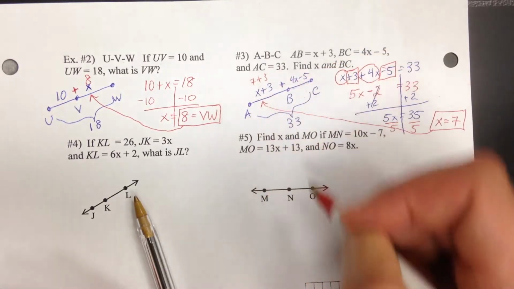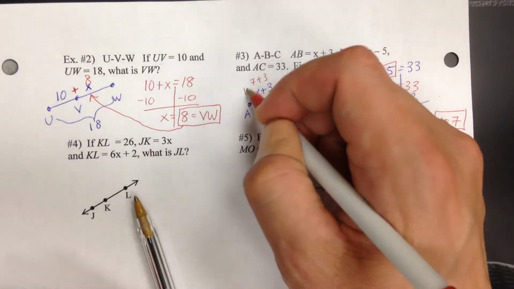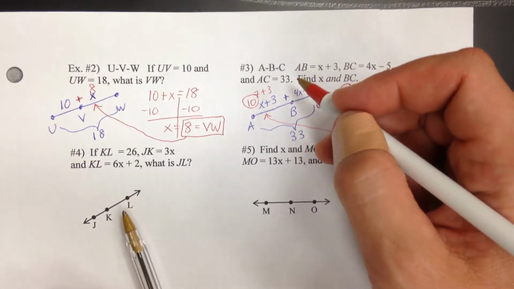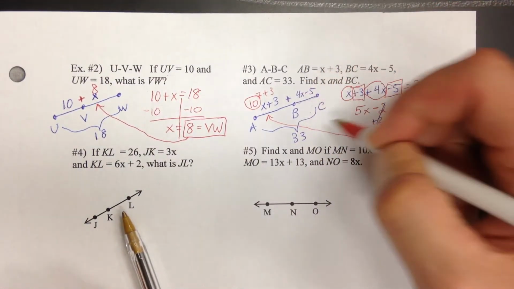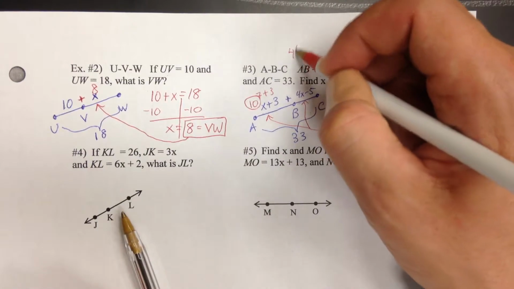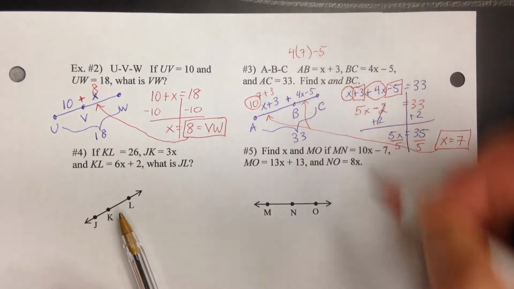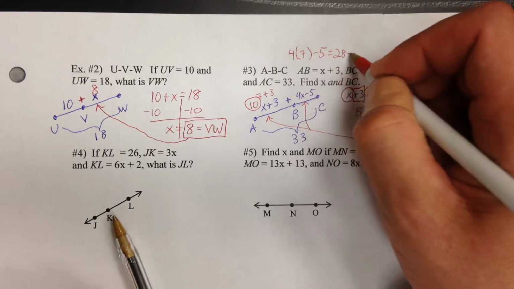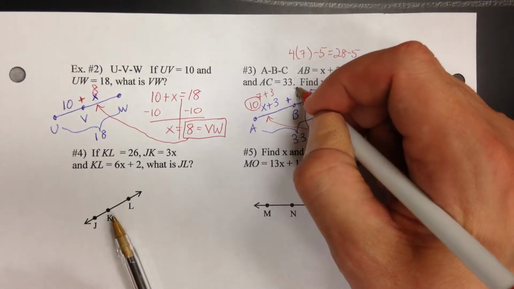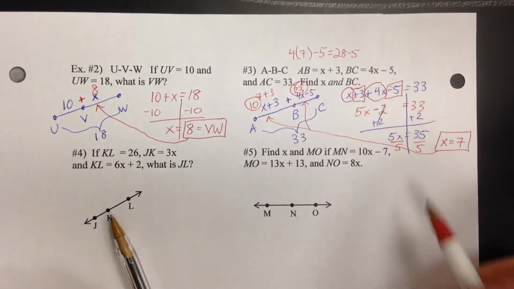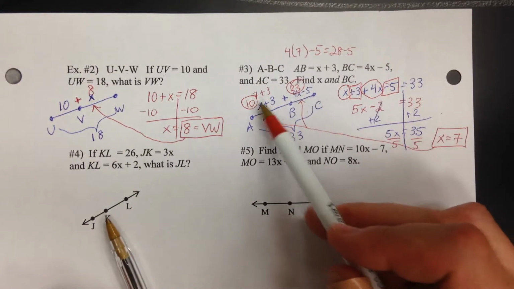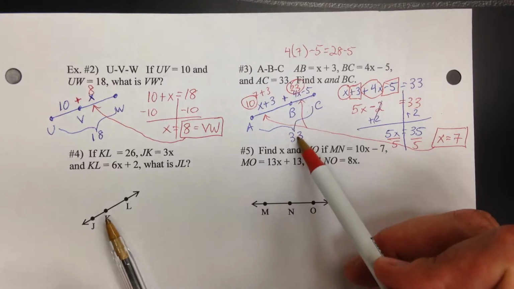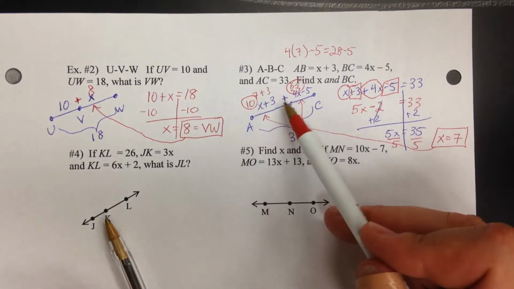So we'll do 7 plus 3, which is 10. And let's do this as well. I'll do it up here. 4 times x minus 5. So that's 4 times 7 minus 5. Now you can use a calculator, but 4 times 7 is 28, minus 5 is 23. So that's this piece. Now here's your check. If I add the parts, 10 plus 23, do we get 33? Yes. So this is good.